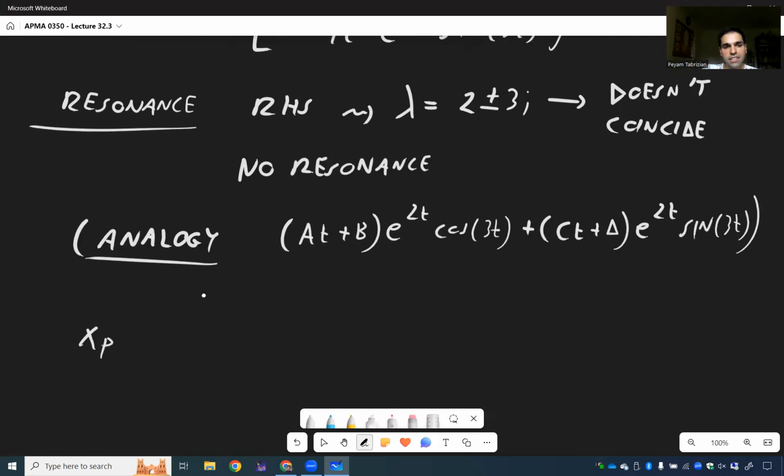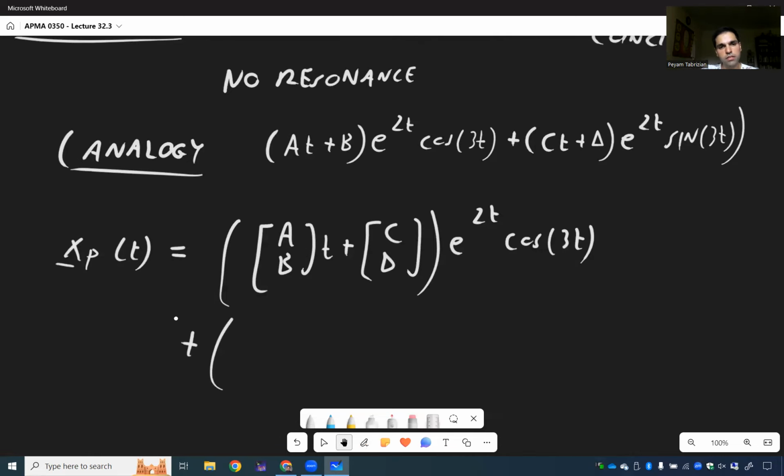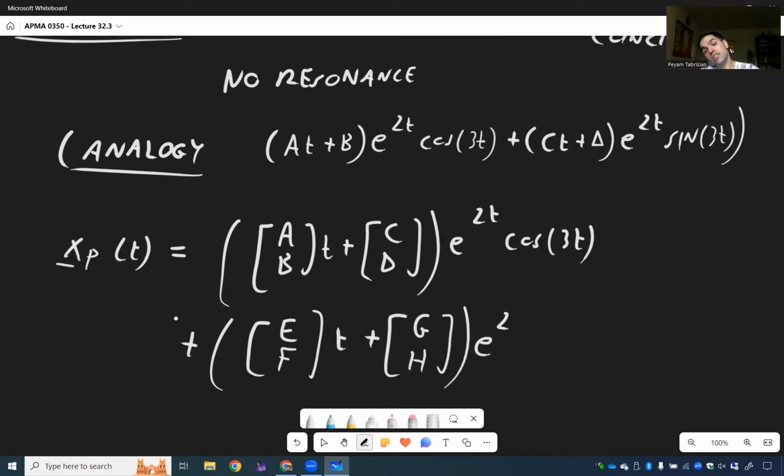So here, xp of t, it's still at plus b, but vectors. So (a, b) t plus (c, d), e to the 2t, cosine of 3t, and then plus (e, f) t plus (g, h), e to the 2t, sine of 3t.